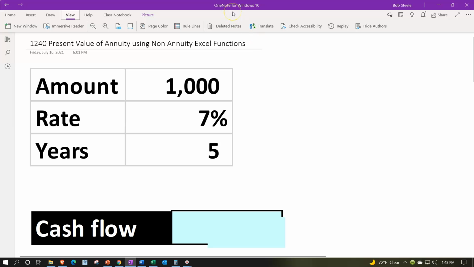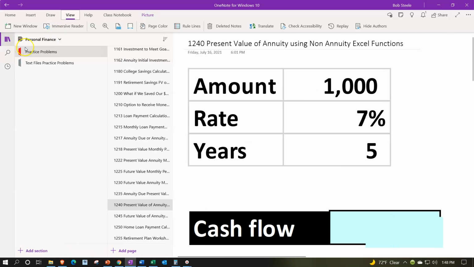Here we are in OneNote. If you have access to OneNote and would like to follow along, you're not required to, but if you would like to, we're in the icon on the left-hand side. We're in the Practice Problems tab, down in the 1240 Present Value of Annuity using Non-Annuity Excel Functions tab.